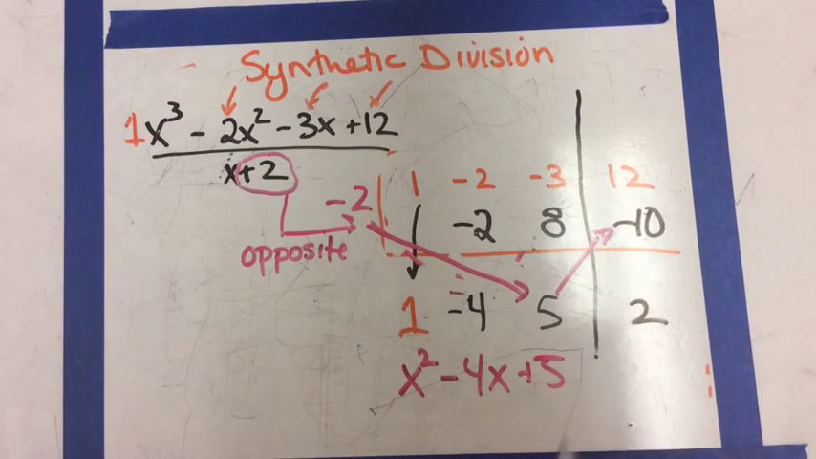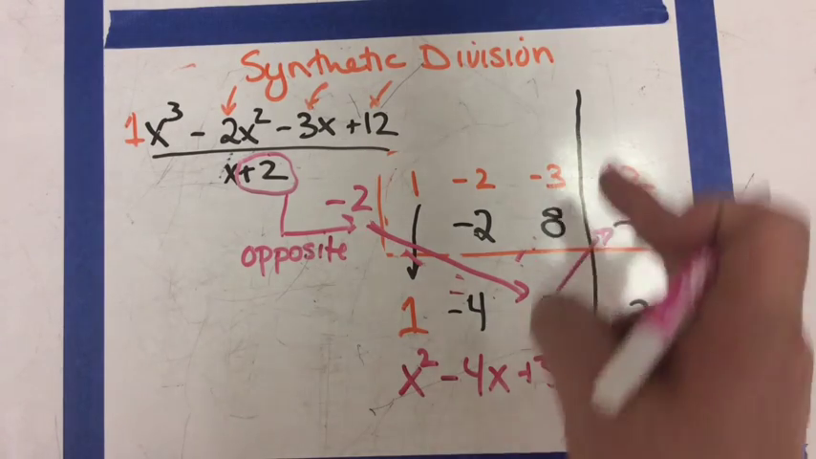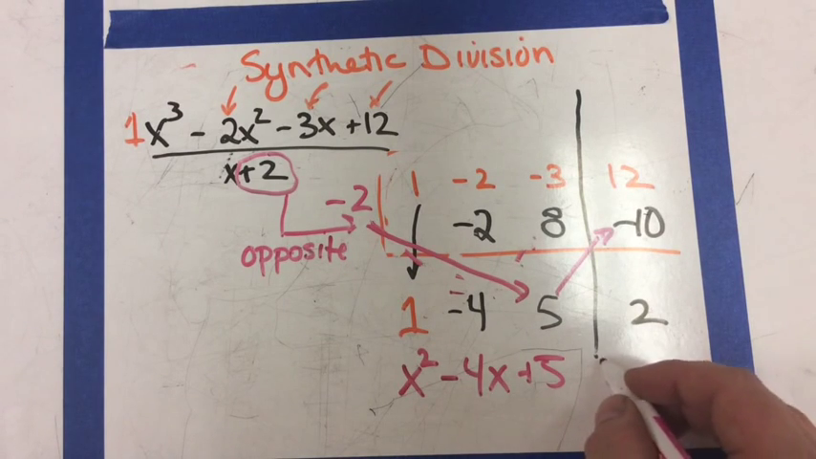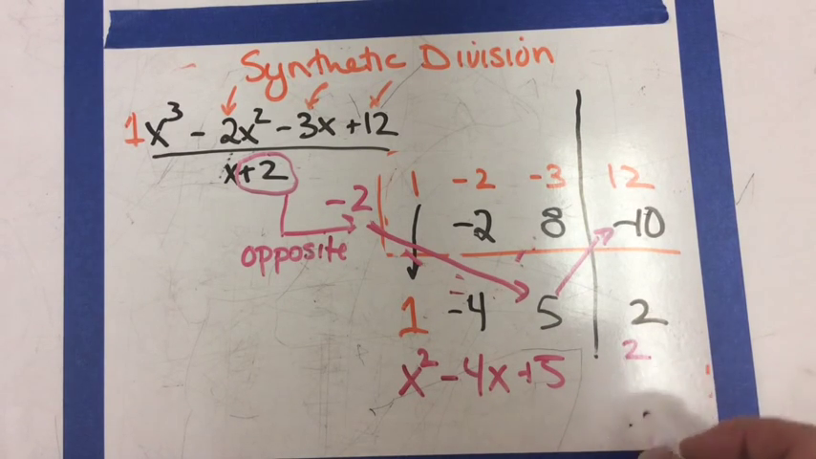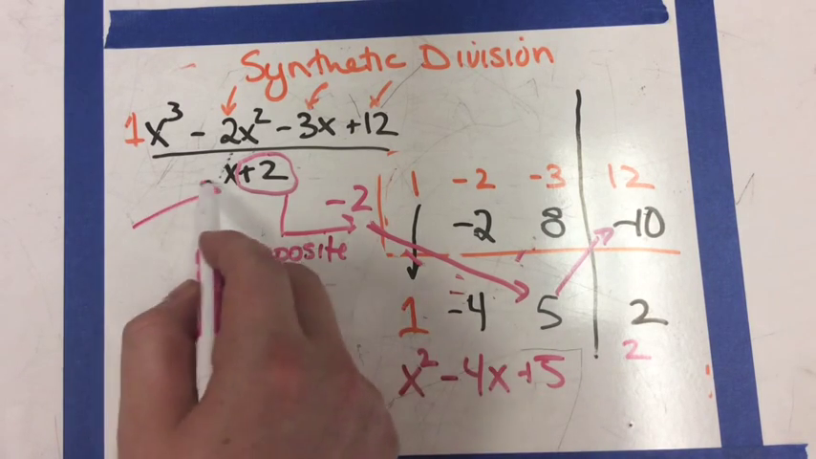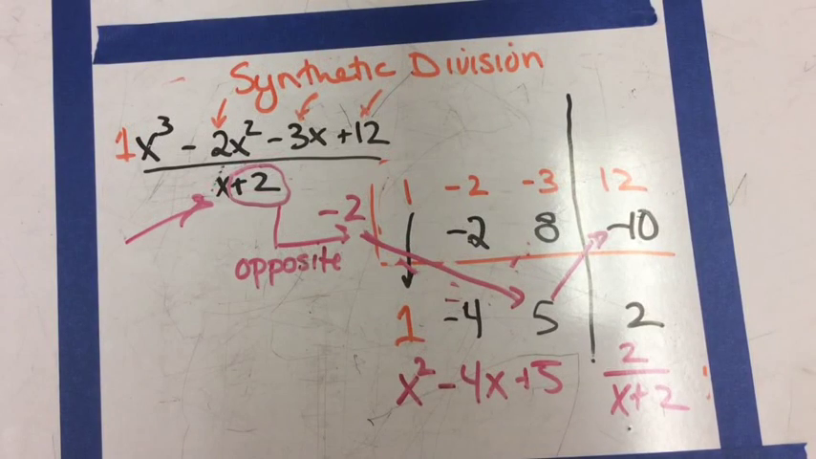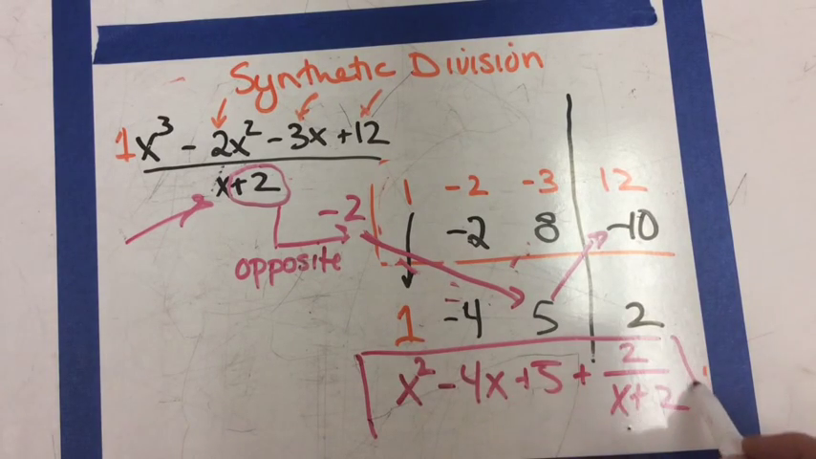And over here, this is our remainder. That's why we put the line there to represent this is the remainder that we have. So we have a remainder of 2. Okay, but when we have a remainder, we want to set the remainder as 1 over whatever our denominator is. So we have 2 over x plus 2. Okay, so our answer, and this is plus, is this right here.